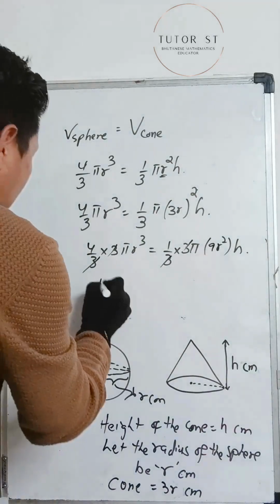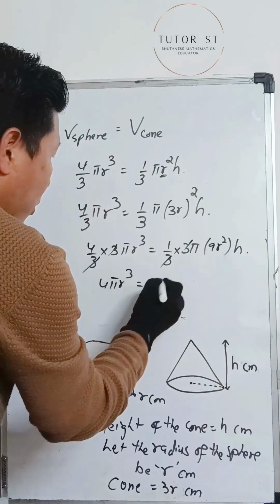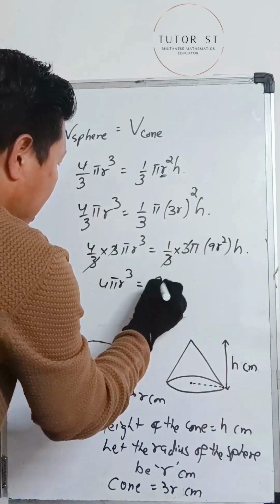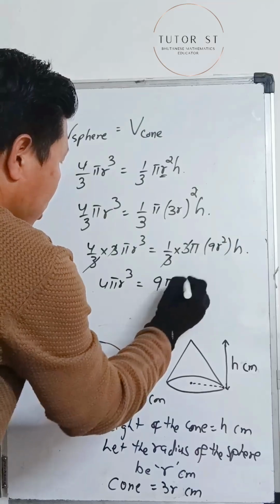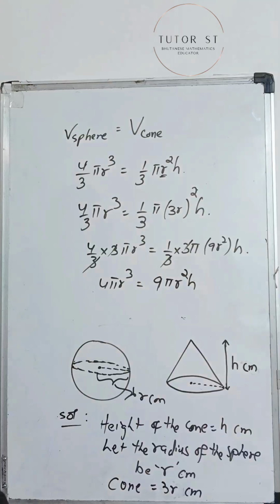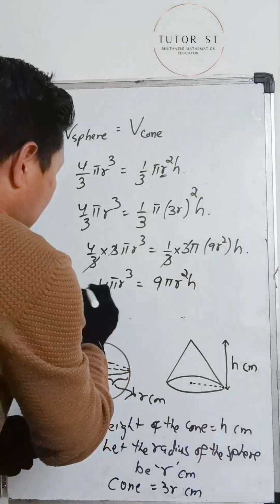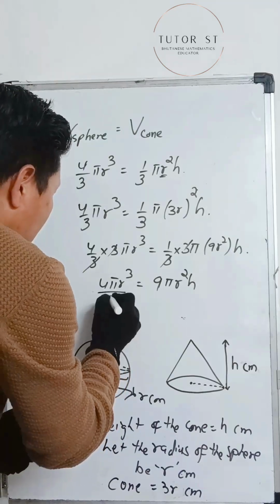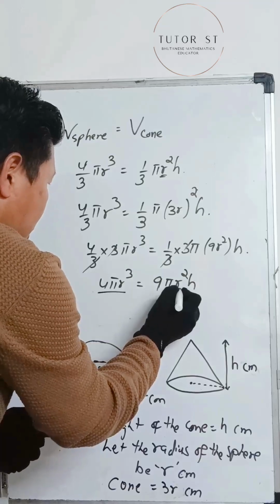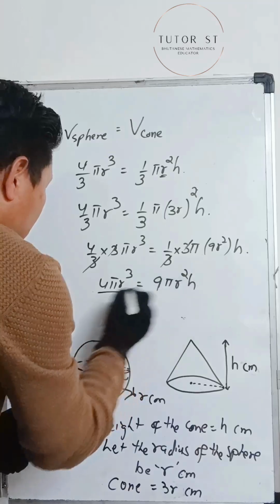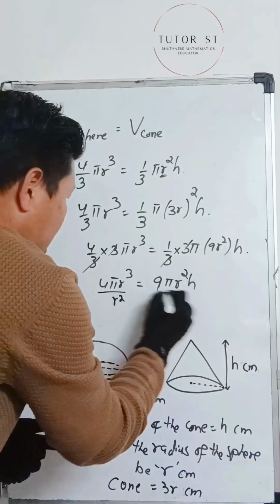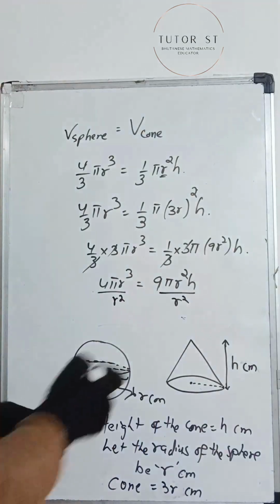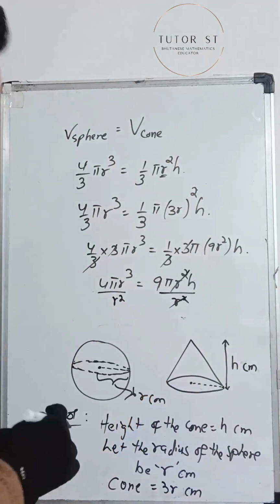I can cancel 3 on right hand side and left hand side. I have 4 pi r cube on left hand side, and 9 I'm going to write in front, pi r square h. What I need is r. Therefore, let me divide on both sides by r square to remove r square from right hand side.